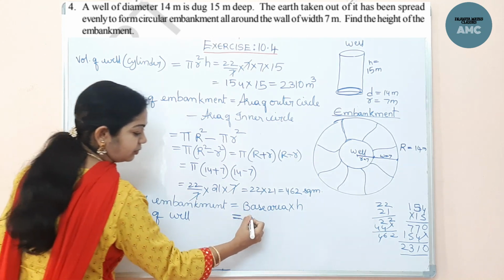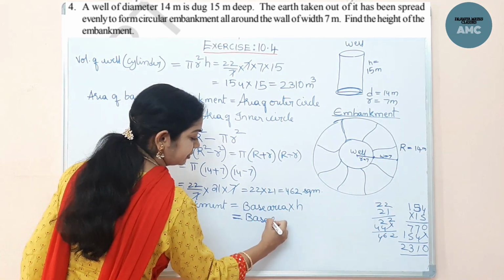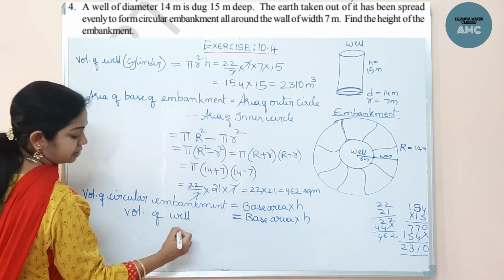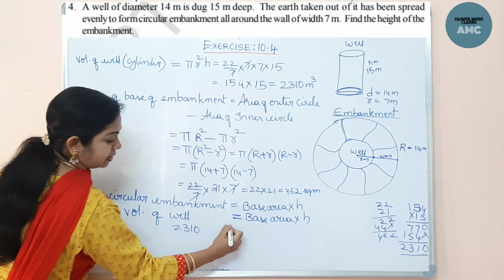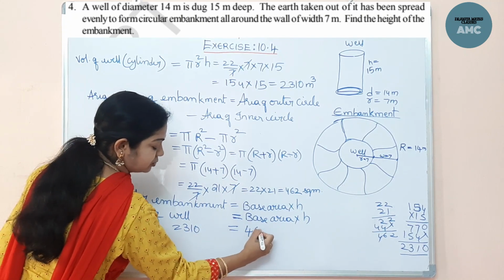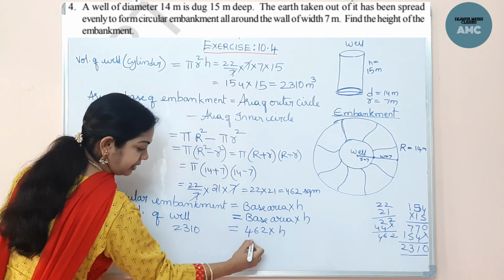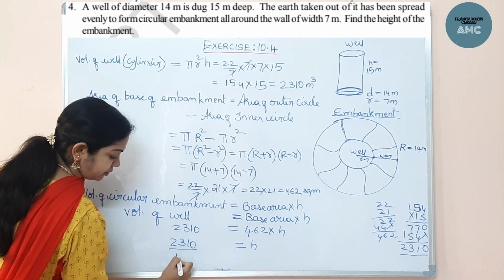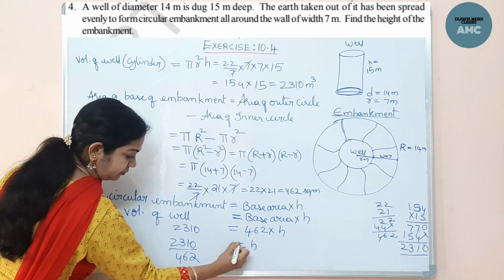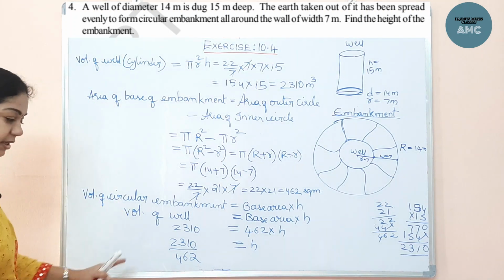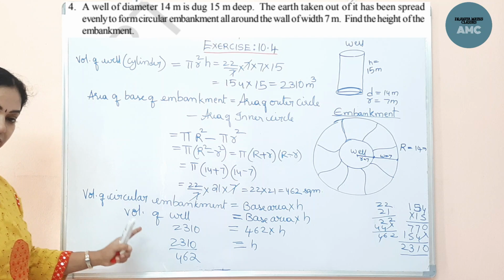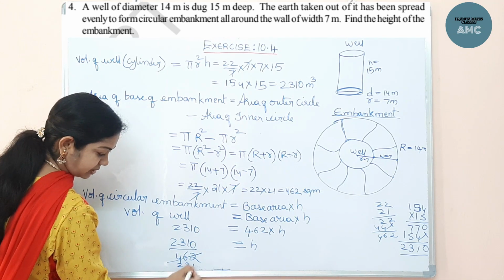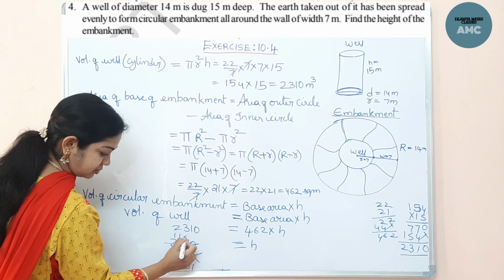So this is equal to the base area into height. Now volume of well we found out 2310, and base area is 462 into height. So simply height is equal to 2310 by 462. Okay, now this goes with 2 or else also with 3. Here 2 2s are, 2 3s are, 2 1s are, 2 1s, 2 1s, 2 5s, 2 5s.